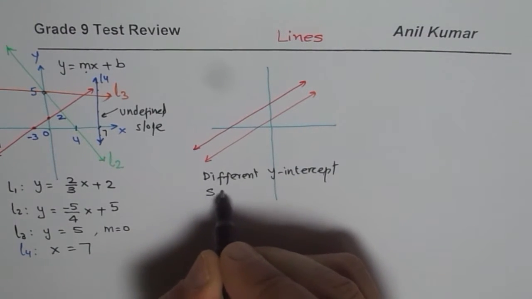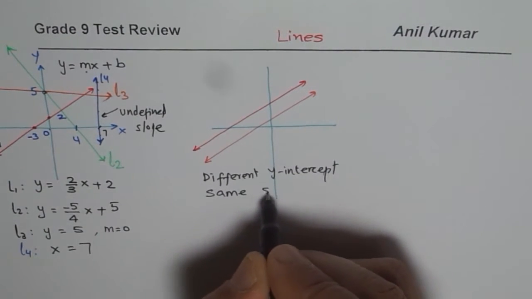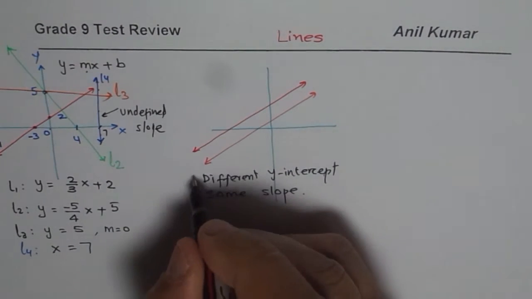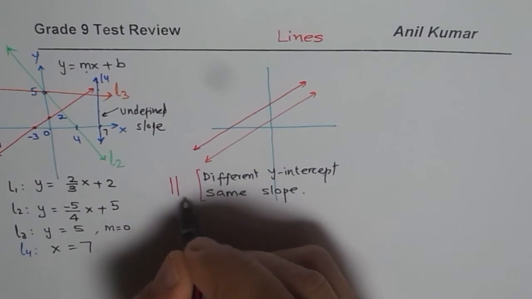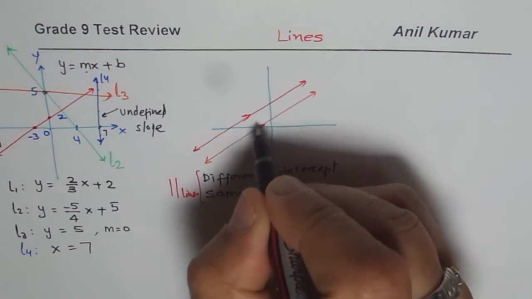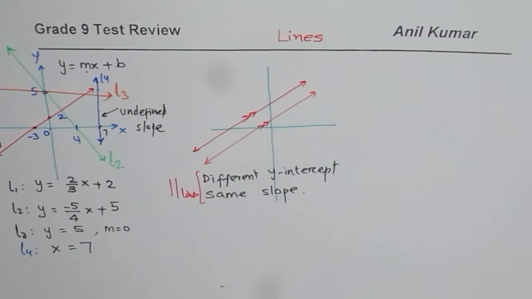But they have the same slope. So that is how we get parallel lines. So this is about parallel lines. Normally we put an arrow like this. We could put two arrows saying that these two lines are parallel.